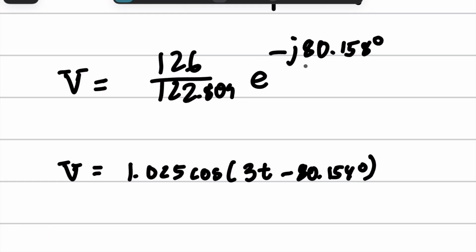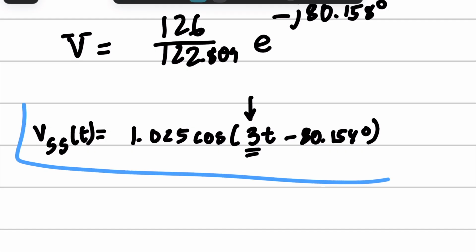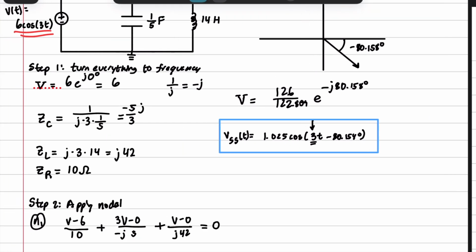Remember, this is in the phasor form, and when we are changing back, when all the frequencies are the same, we can just plug in the same frequency. It's the same thing. And this is no longer V, but Vss of t. And this is the answer. So pretty simple.